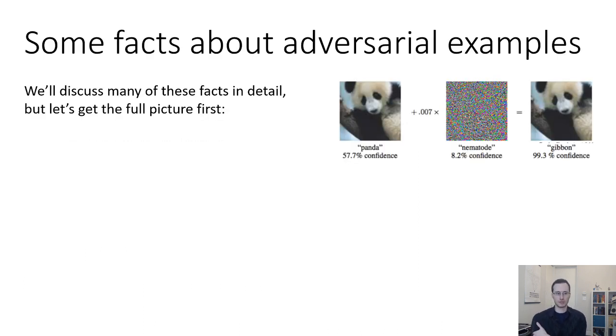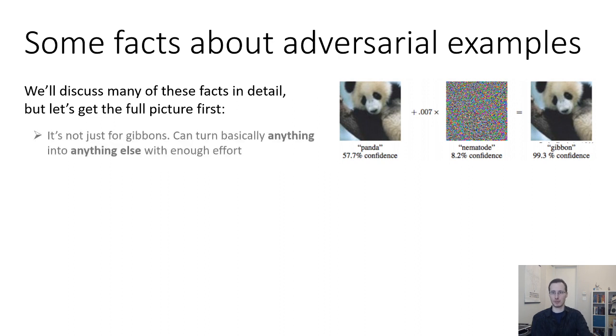So we're going to discuss adversarial examples in great detail in this lecture, both part 2 and part 3. We'll talk about why they happen, where they happen, how we can make them happen, how we can prevent them from happening. But before we get into all the details, which we will discuss at length, let's just get the full picture first. Let's just get some facts down on this page that help us understand what adversarial examples actually are and when we should be thinking about them.